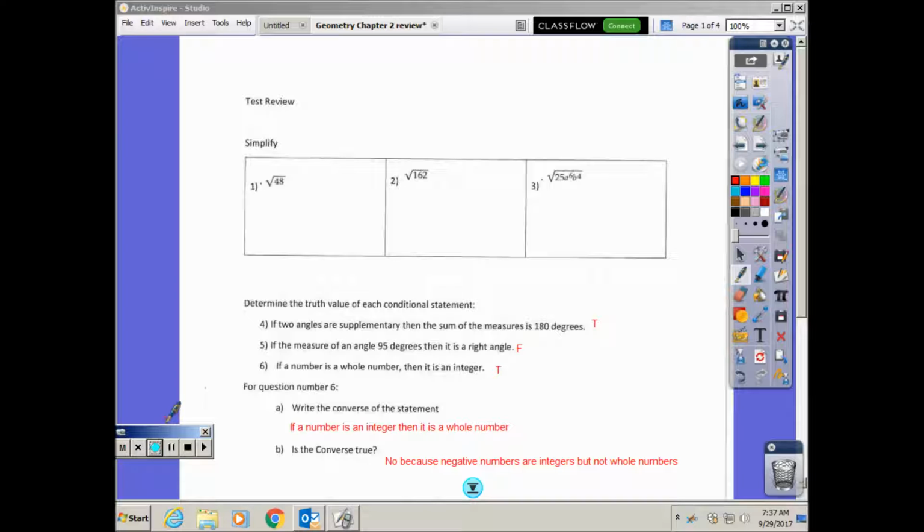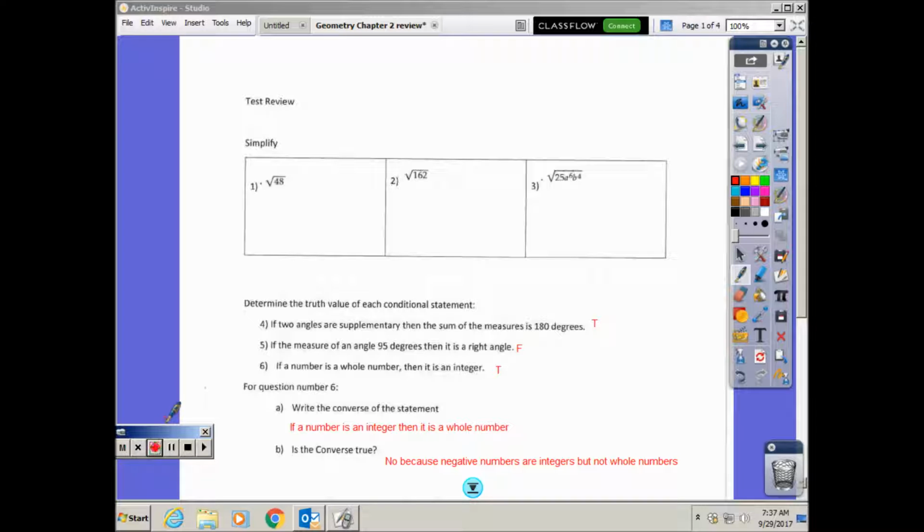So the first three questions on the test review are simplest radical form. While we did not do simplest radical form as part of Chapter 2, we did it after the Chapter 1 test and we have been reviewing it. And I would expect students in my class to know how to simplify radicals.